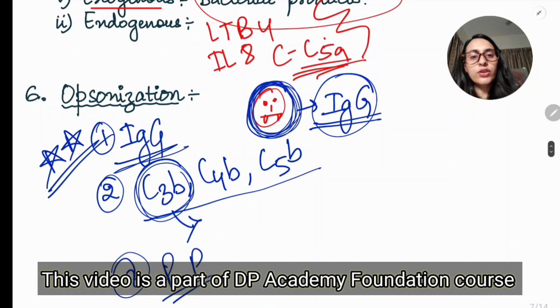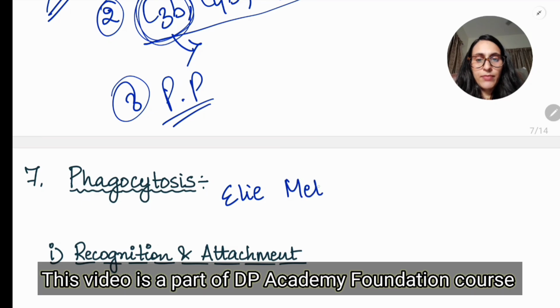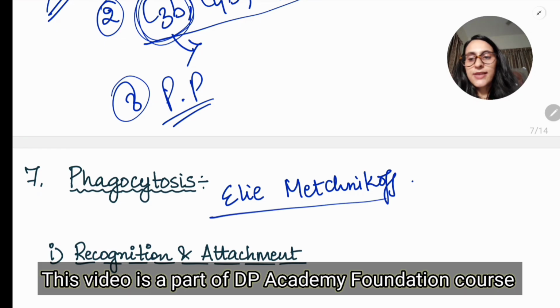Now imagine that this bacteria is now coated with immunoglobulin G. The next step is eating of this bacteria, which is known as phagocytosis, and this was given by a scientist known as Elie Mechnikov. Elie Mechnikov is a scientist who gave phagocytosis, and we have 3 steps in phagocytosis.